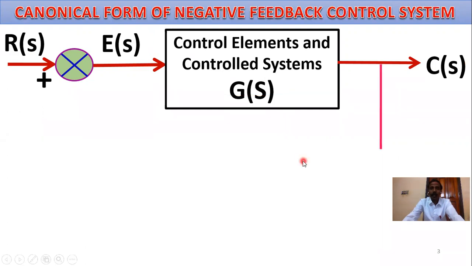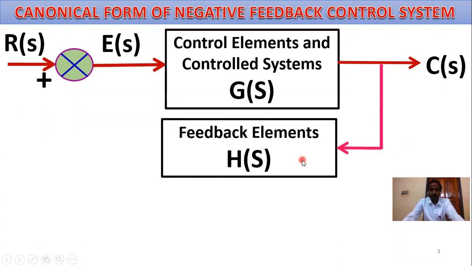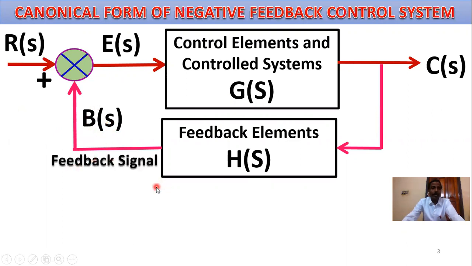Then the feedback concept. This is the feedback element H(s), and B(s) is the primary feedback signal, also called the feedback signal. These signals may be positive or negative, but in this lecture we consider the negative feedback control system. That's why this is negative feedback.